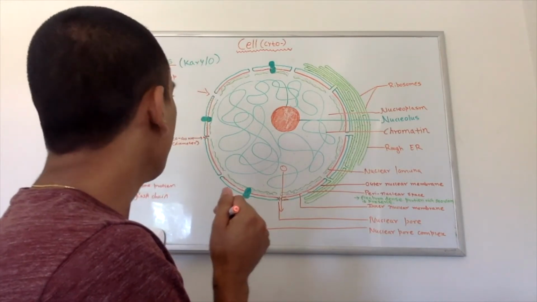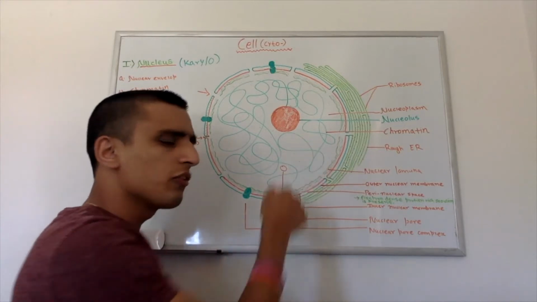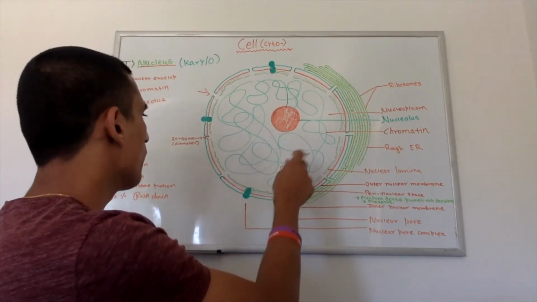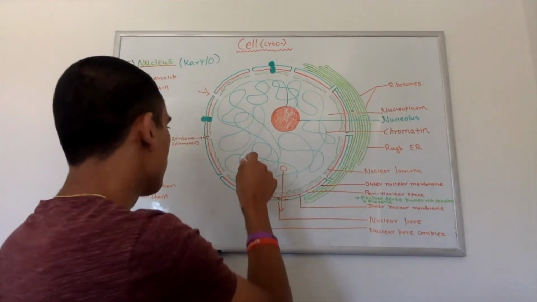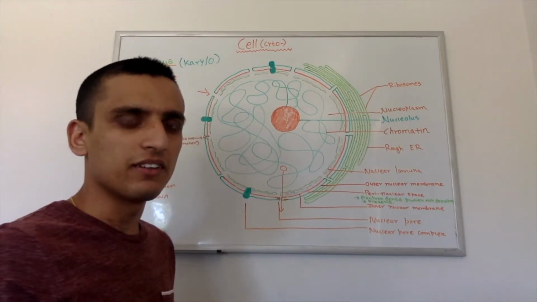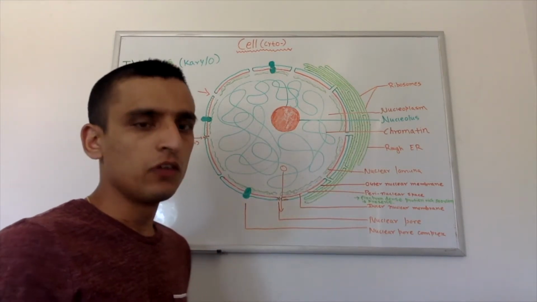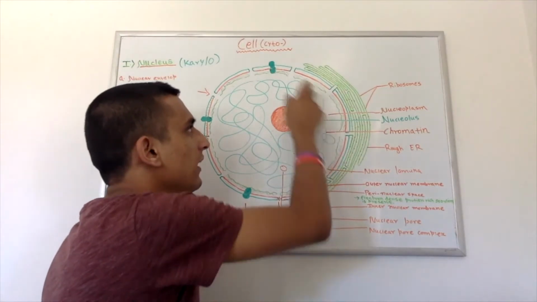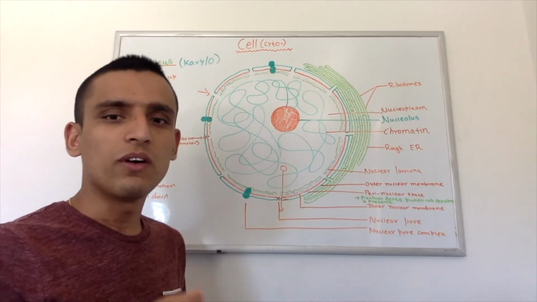Now, one more thing I want to mention is that the chromatin is approximately composed of 30% DNA, 60% histone protein, and only 10% RNA. So you're going to find more proteins on the chromatin structure. That's the important thing we need to understand.